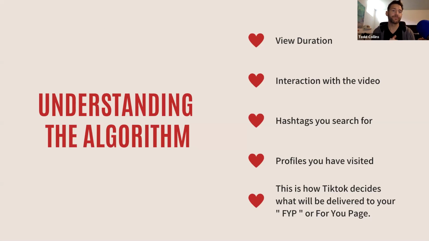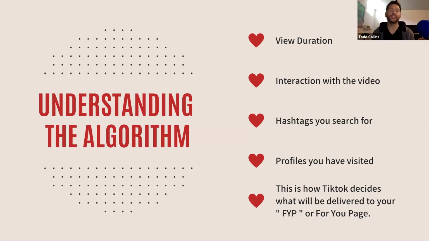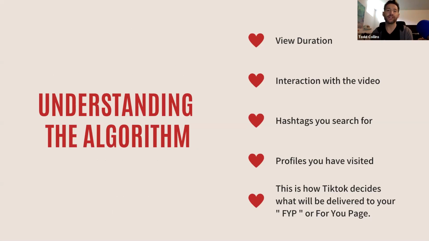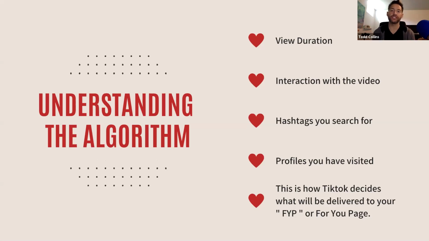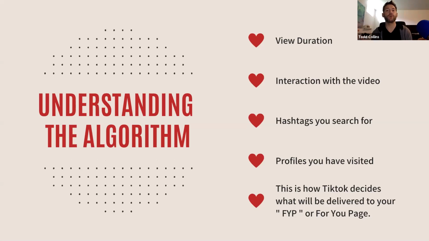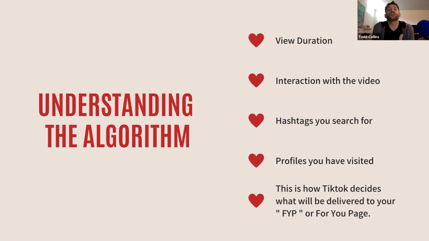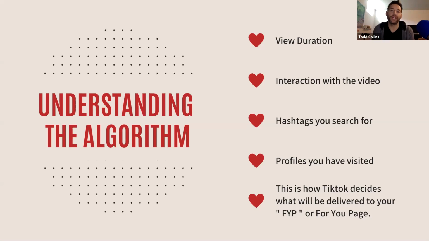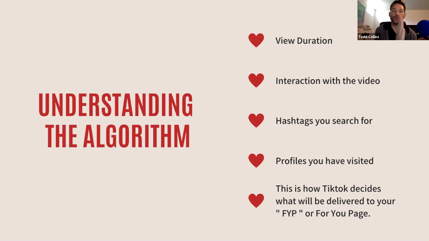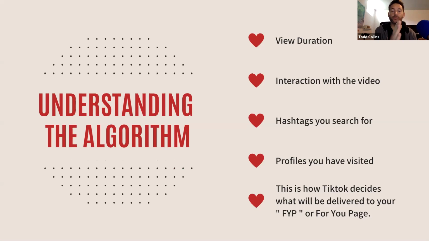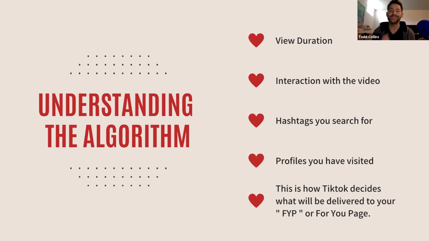So TikTok, the FYP page or For You page, is very similar to the Explore page on your Instagram. So if you go into your Instagram and you click on that magnifying glass, what you're going to see there is content that you relate to the most. That's how an algorithm works, by the way. It starts to understand your behavior and then wants to show you that information in that Explore page. So TikTok with the For You page is the exact same thing.